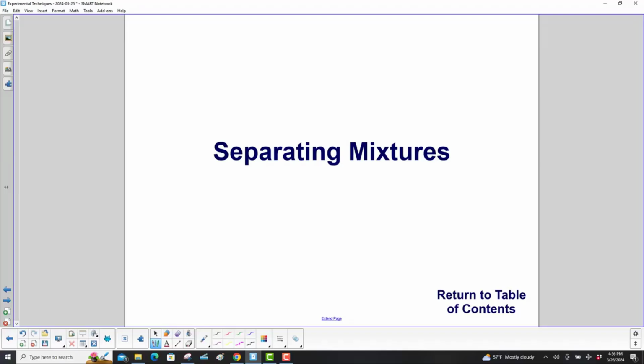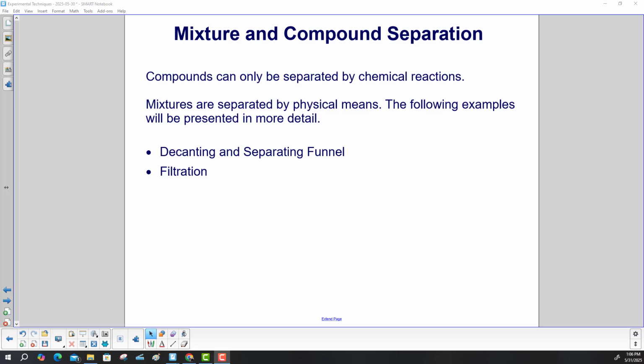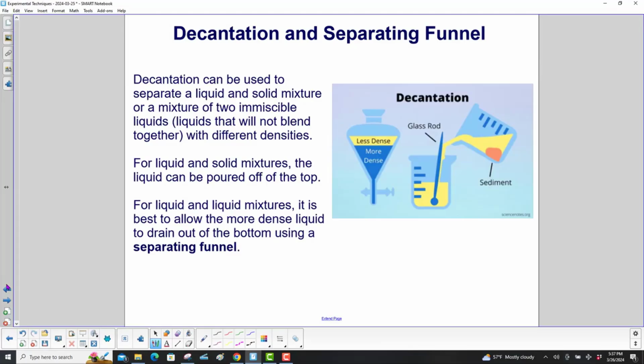Separating mixtures. Compounds can only be separated by chemical reactions. Mixtures are separated by physical means. The following examples will be presented in more detail. Decanting and separating funnel, and filtration.